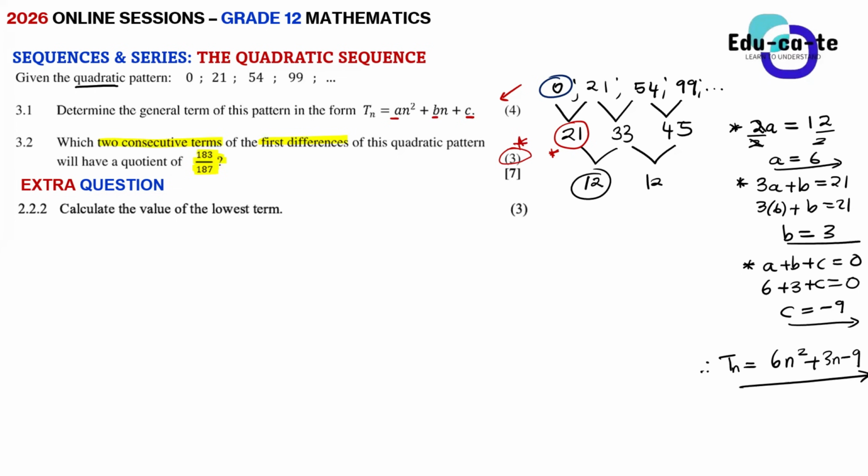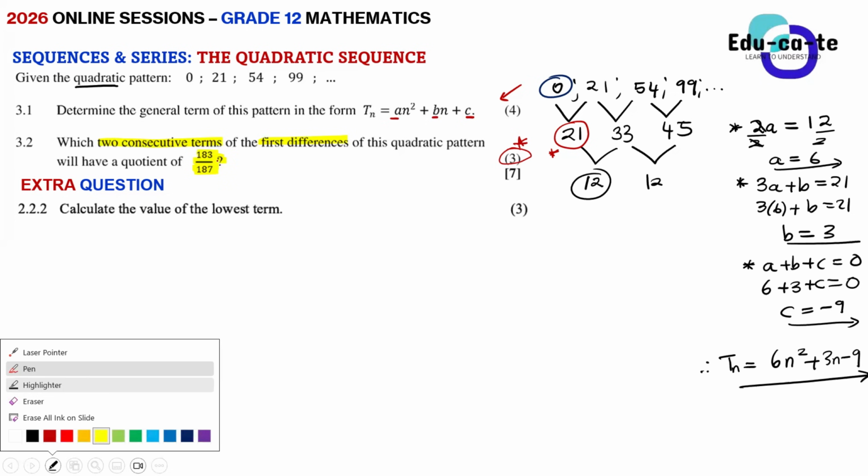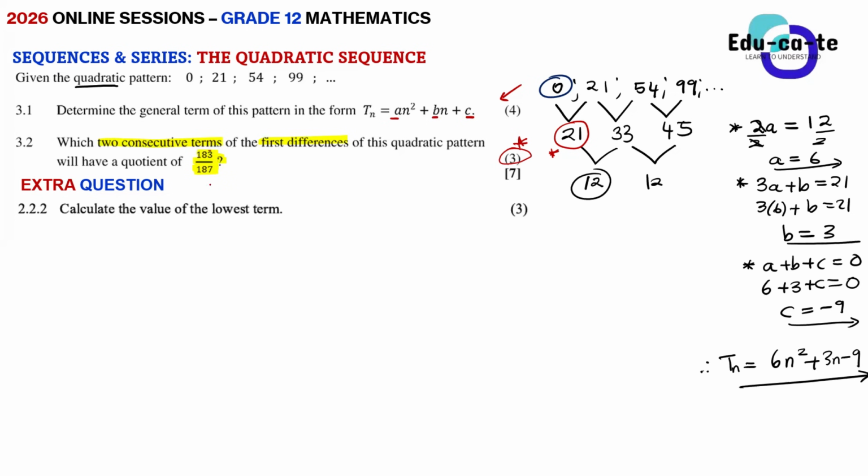Well, sir, why don't we make this fraction the last term of the arithmetic sequence and solve? Okay, so you say let's make the term 183 out of 187 to be the last term of the arithmetic sequence. Yes, sir. It's going to give you a decimal. It can't, because really it's a quotient. It means that you have divided one term by the other term.